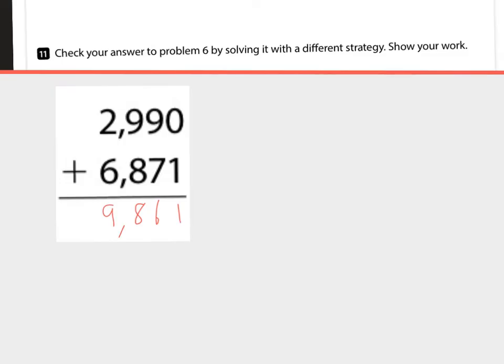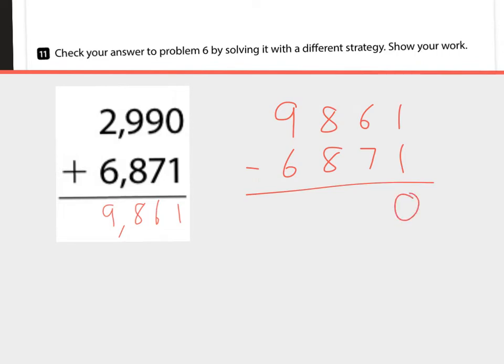All right, number 11, it says check your answer to problem 6 by solving it with a different strategy. Show your work. All right, guys, so we're going to check our answer. So we would simply take our sum, put it up top, and then take one of our add-ins, and we're going to use subtraction. All right, look at my units place. 1 minus 1 is 0. 6 minus 7 you cannot do, so you have to take 1 from your hundreds place, which changes your tens place to a 16. 16 minus 7 is 9.